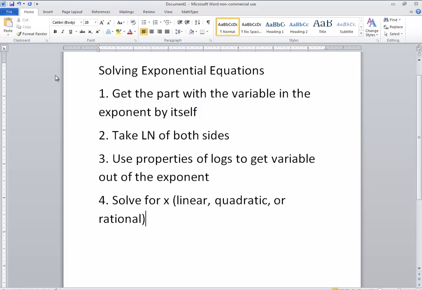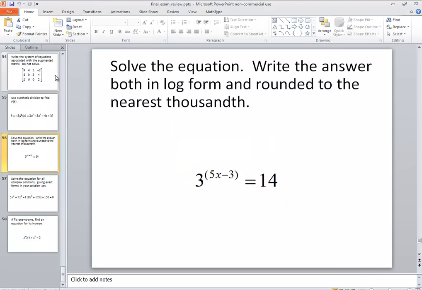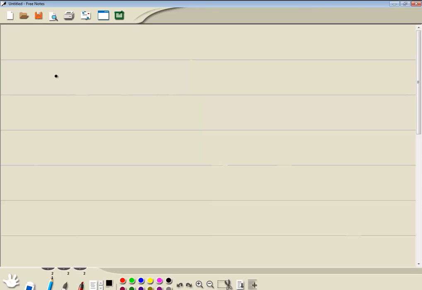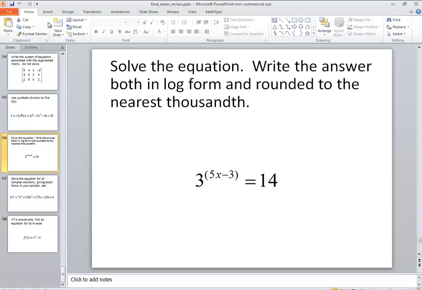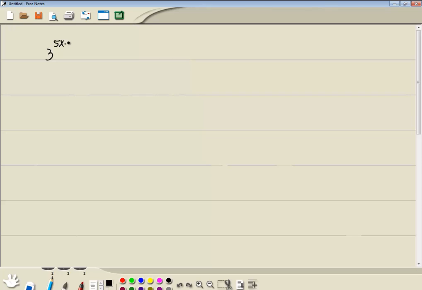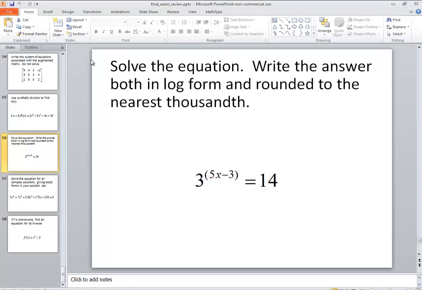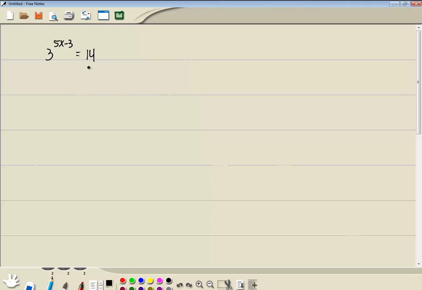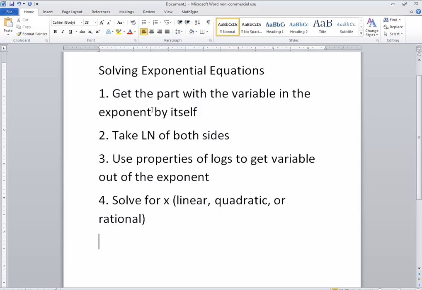Though what you're going to find is that every problem we'll probably be dealing with in college algebra is linear, but it doesn't have to be. It just comes out that way a lot of times. Okay, let's see what this looks like. So I got 3 to the 5x minus 3 is equal to 14. Notice that our exponent here is linear, so this is going to give us a linear equation. Doesn't have to though, but this one will.